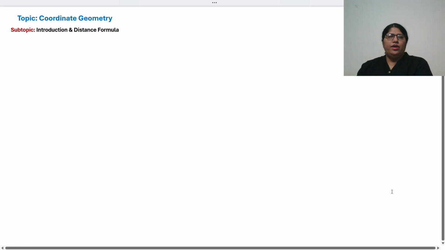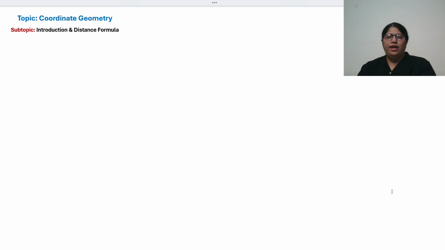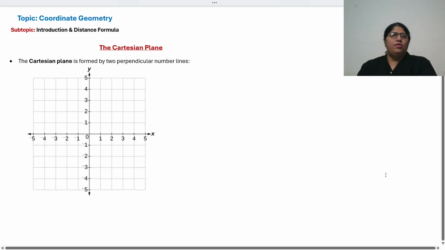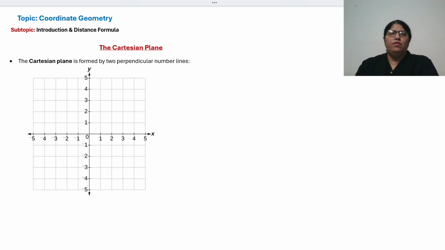Hello students, so today our topic is coordinate geometry. In lower grades you have already learned about coordinate geometry as the Cartesian plane. So what have you learned already? You have learned about the Cartesian plane, or we say that it's a plane. What is this Cartesian plane?